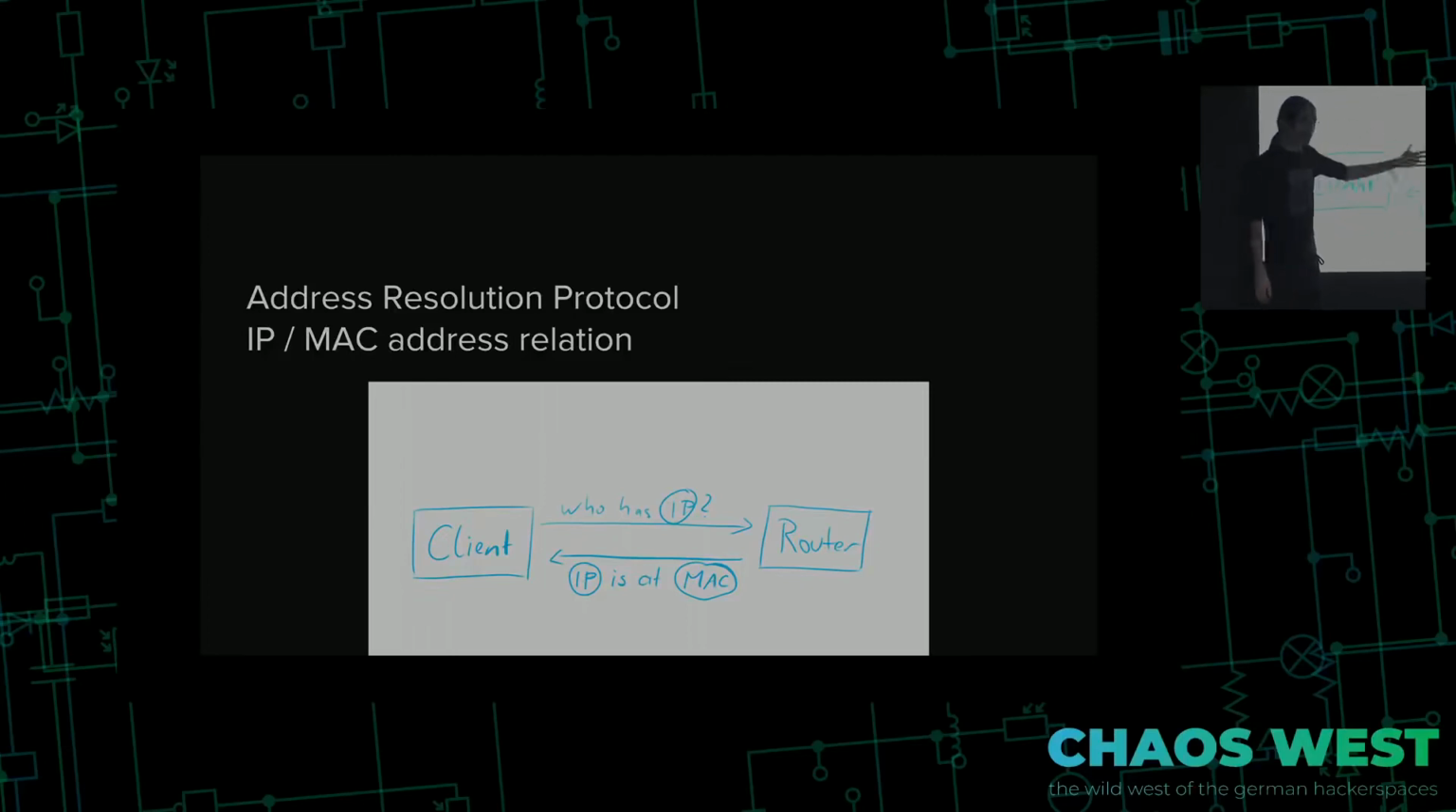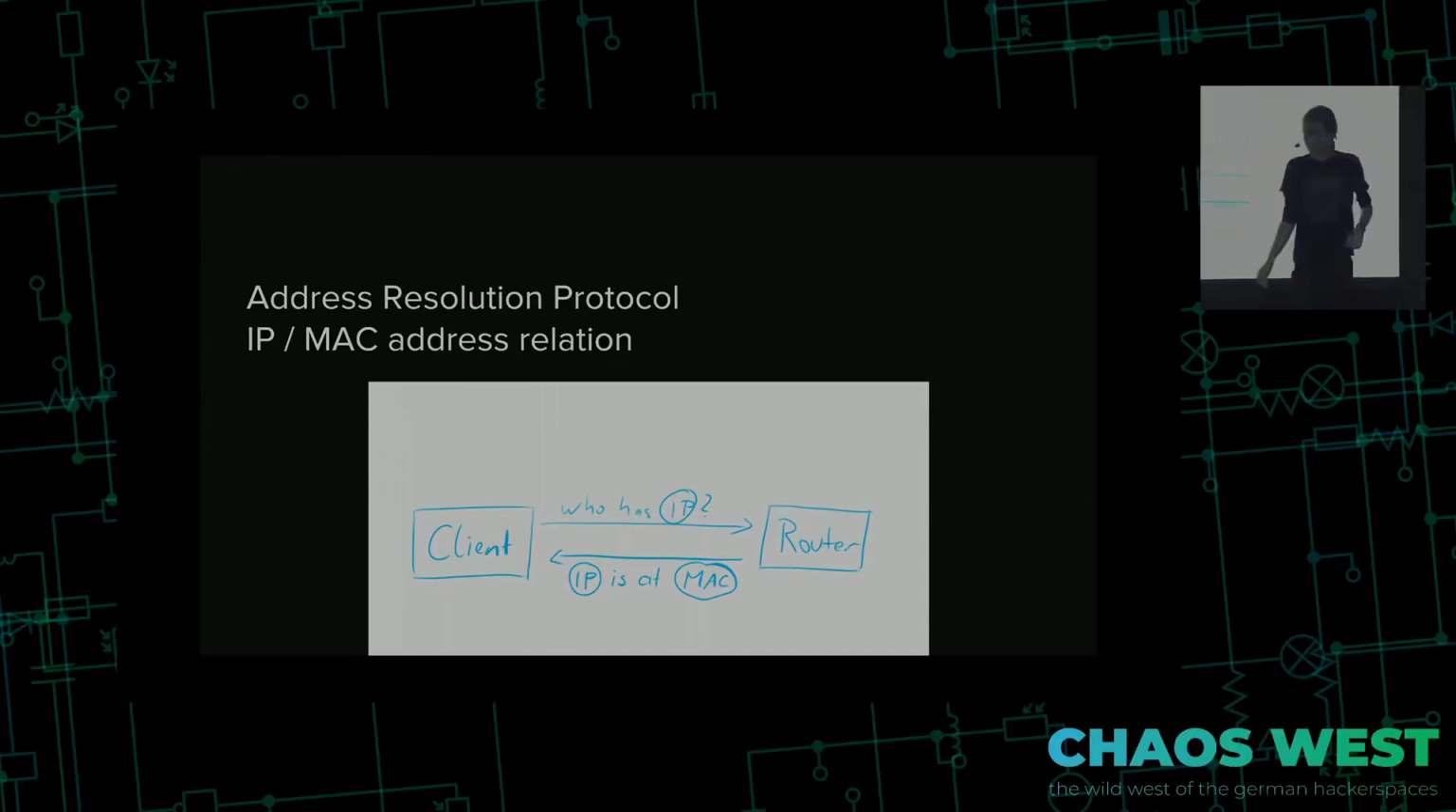It sends a broadcast frame into the network, which is an ARP frame, and asks who has the IP address. And the router answers, the IP address is at my MAC address. So what happens here, if you look closely, is that the router sends a packet. It says the IP address is at this MAC address. You get an idea?